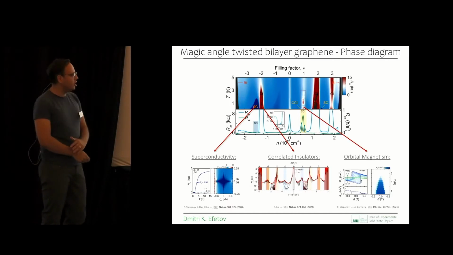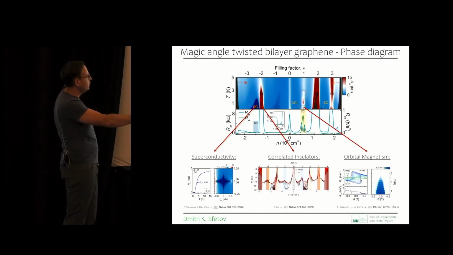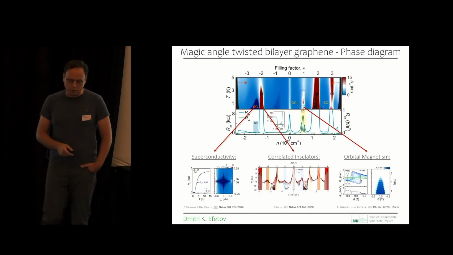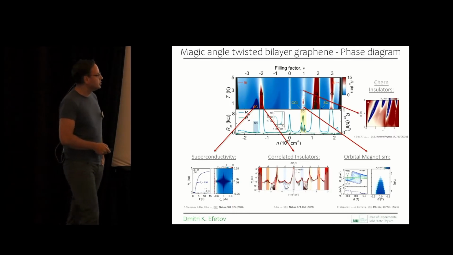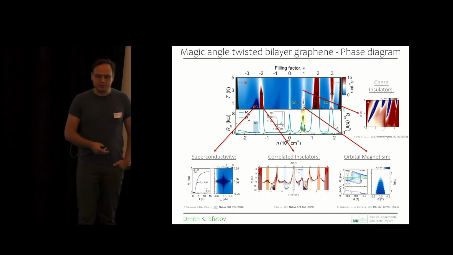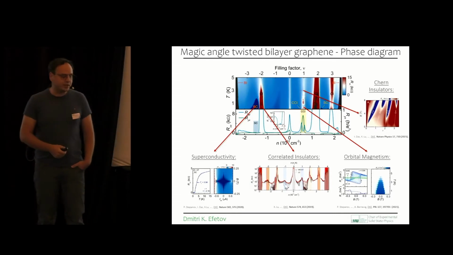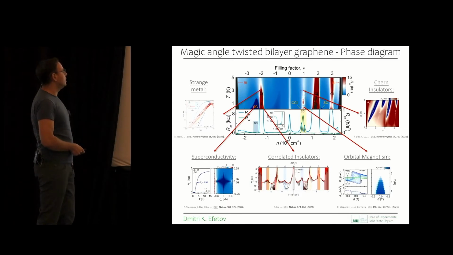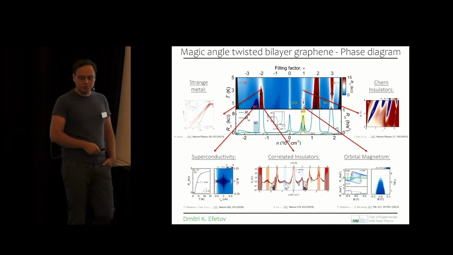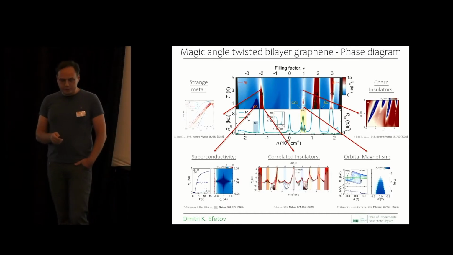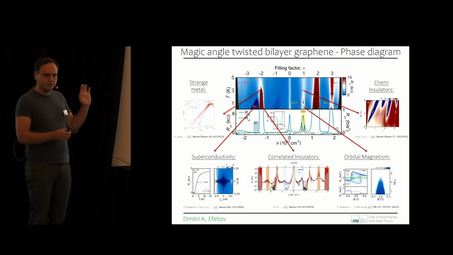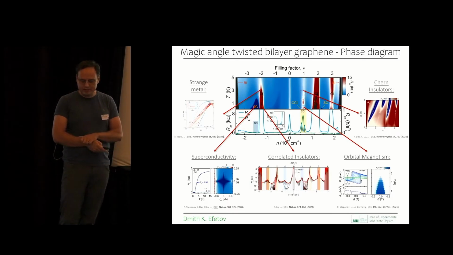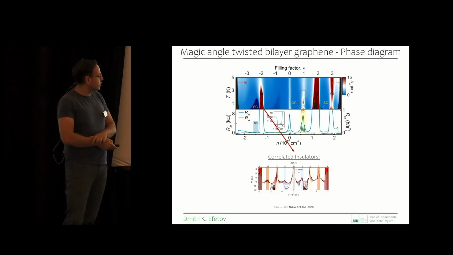Then, moving on to another filling, here at filling 1, we see magnetism, and we think it's of orbital and not spin nature. We see Chern insulators, basically topological edge channels, when we apply a slightly elevated perpendicular magnetic field. And then in the metallic region in the center, we also see strange metals. For the rest of the talk, I'll try to go into more detail about these states, briefly, about 1 minute per slide or so. Let me start with the correlated insulators.